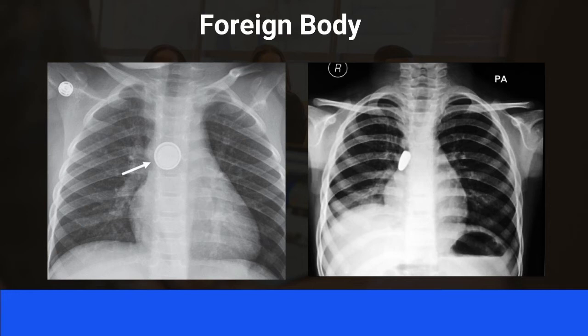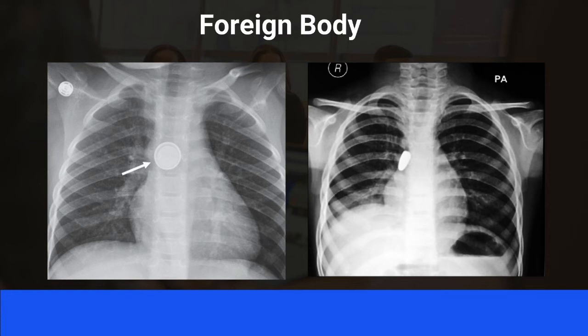In the next slide, you can see on a posterior anterior chest X-ray, there is a rounded body present in the midline, which is marked by an arrow. This is a foreign body either in the trachea or in the esophagus.